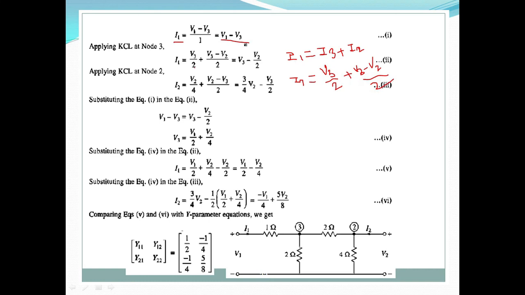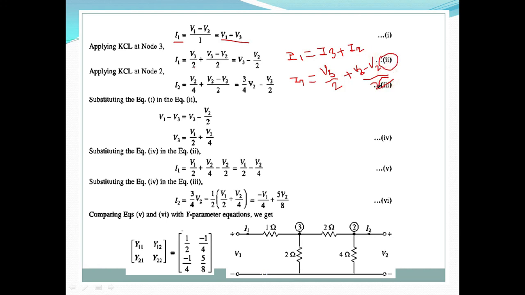So what we do here: V3 upon 2 plus V3 upon 2, the 2V3 upon 2, minus V2 upon 2, this equation will be formed. Applying the KCL at node 2, I2 is equal to V2 upon 4 plus (V2 minus V3) upon 2, then V2 upon 4 plus V2 upon 2, which is 3V2 upon 4 minus V3 upon 2. In this way we have found equation number 2 and equation number 3.